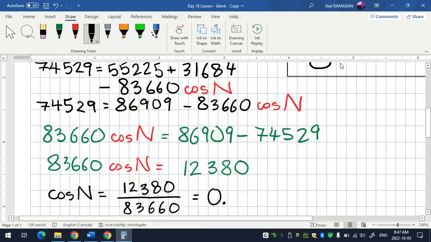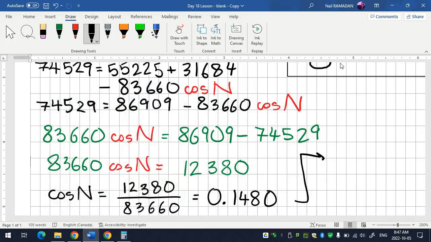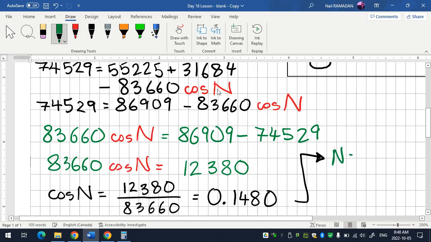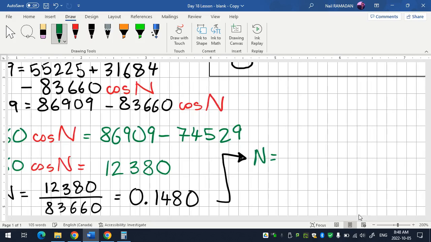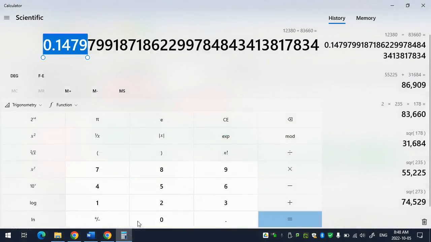0.1480. And now what's my final step? What do I actually do? Say again? Cosine inverse, or cosine with a -1. All right. So n equals, finally, cosine inverse of this guy. Okay, how much is it? I have no idea.